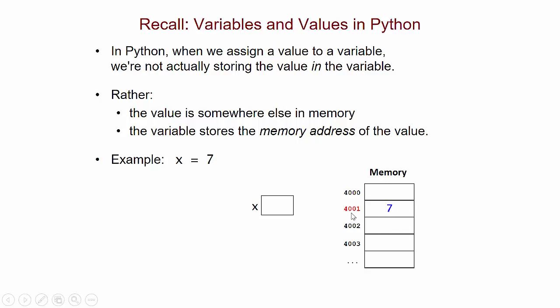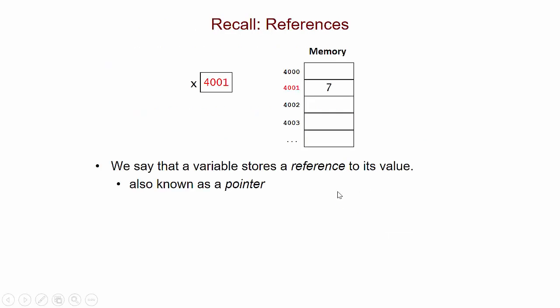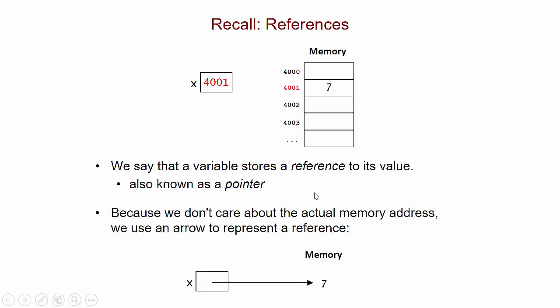Let's say it's at memory location 4001. What's really going to be in the variable x is that memory address. We say that the variable stores a reference to its value. So the memory address is also known as a reference. It's also sometimes referred to as a pointer. Because we don't actually know the memory address and don't care about it, we use an arrow typically when we're trying to depict this situation in which the variable holds a reference to its value.